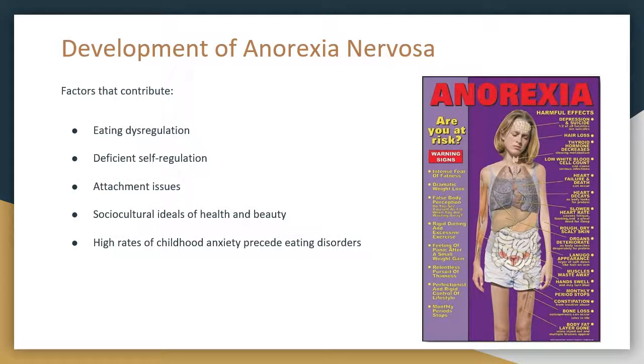Factors that contribute to the development of anorexia include eating dysregulation, deficient self-regulation, attachment issues, and sociocultural ideals of health and beauty. High rates of childhood anxiety precede eating disorders. A history of childhood obsessive compulsive traits, notably perfectionism, rigidity, and rule-bound behavior, may also be associated with an increased risk for the development of an eating disorder.